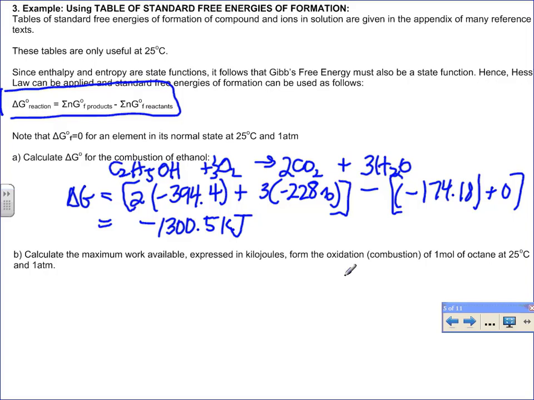Now, example B here, we won't do. It asks you to find the Gibbs free energy for 1 mole of octane, okay, and we don't actually have the value in our tables. So we won't do that example. Now, one difference though between these two examples that I will highlight is the way that the question is asked. So in this one, it's asking you directly for delta G. Here, it's asking you for the maximum work available, expressed in kilojoules. You need to be able to recognize that when it asks you for the maximum work, it is asking you to calculate the delta G for the process.